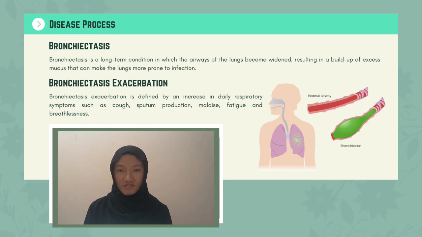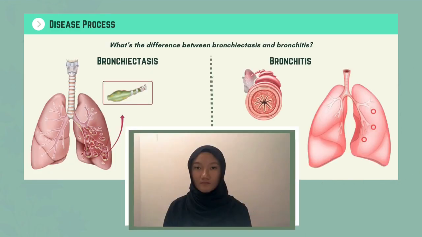Bronchiectasis is a long-term condition in which the areas of the lungs become widened, resulting in the buildup of excess mucus that can make the lungs more prone to infection. Meanwhile, bronchiectasis exacerbation is defined by an increase in daily respiratory symptoms such as cough, sputum production, malaise, fatigue, and breathlessness. What's the difference between bronchiectasis and bronchitis?